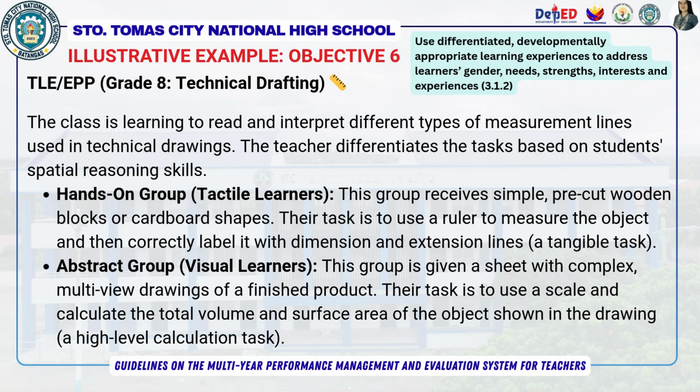Another example for Objective 6, TLE-EPP technical drafting, differentiates tasks based on spatial reasoning skills. The hands-on group, or the tactile learners, receives wooden blocks to measure and label with dimension lines, a tangible task, while the abstract group, for visual learners, receives complex multi-view drawings and must use a scale to calculate the total volume and surface area, a high-level calculation task.